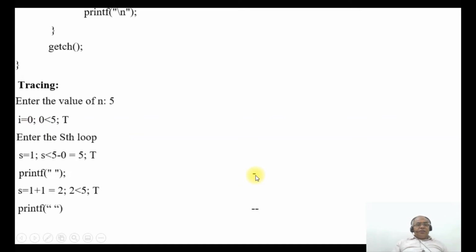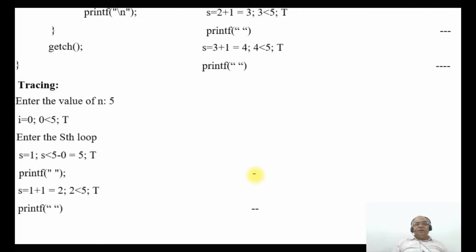Then S is equal to 2, 1 plus 1 becomes 2, is 2 less than 5? The condition is true. So it goes to the next space and gives the next space. Then S is equal to 3, 3 is less than 5, so we have 3 spaces. And S is equal to 4, 4 is less than 5, condition is true, so you are going to have 4 spaces. After that 4 plus 1 becomes 5, 5 is less than 5 is false, so it comes out of the S loop.